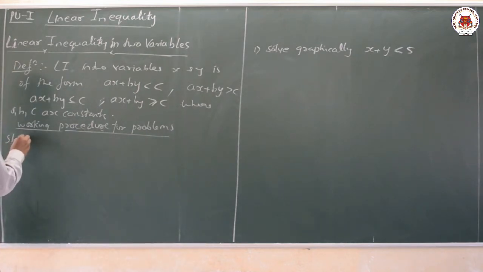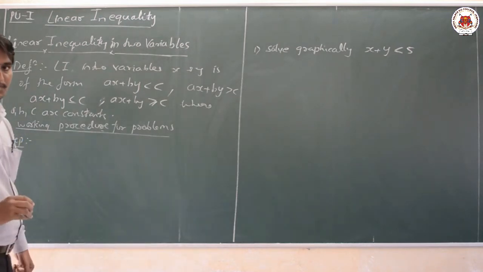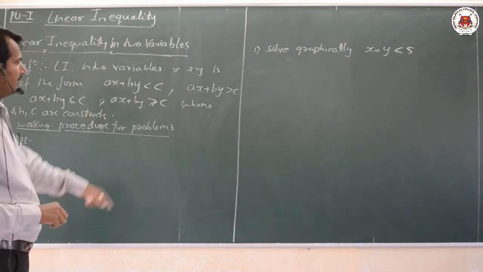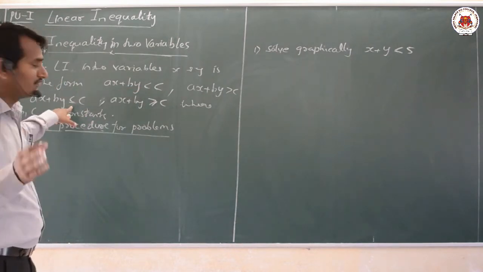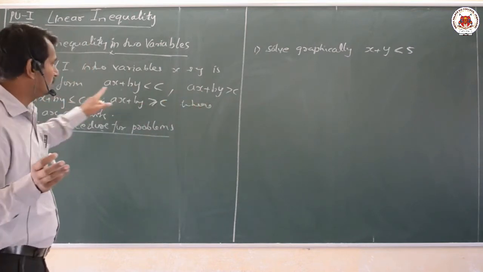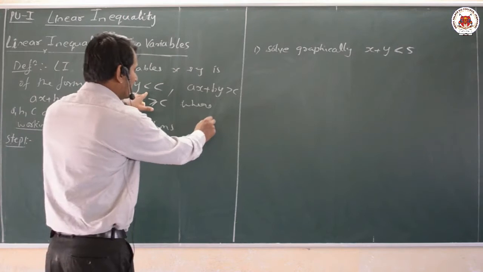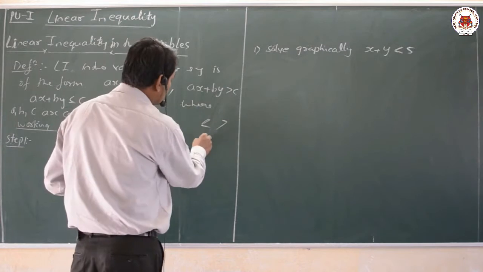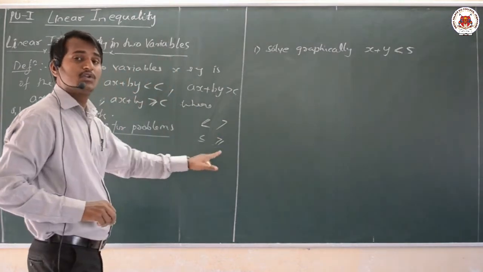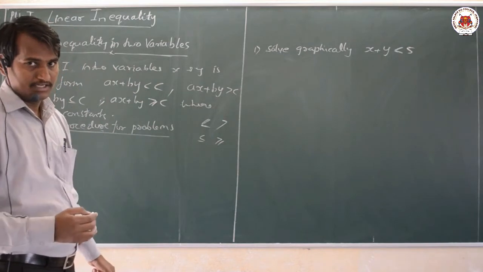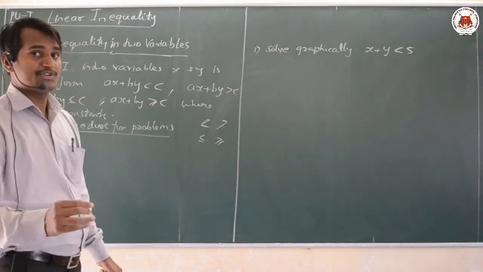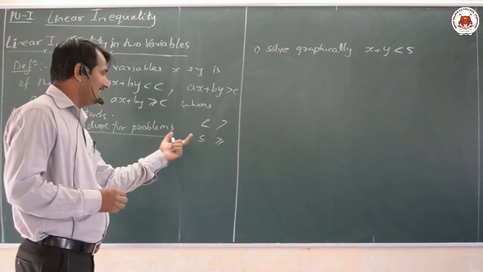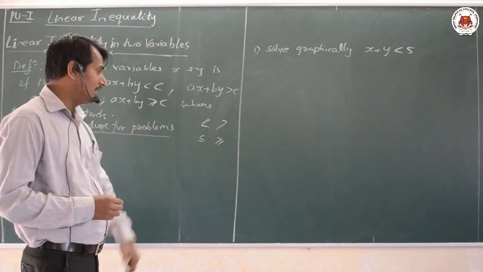That is step 1. In this step, dear students, whatever inequalities are given, there are four types of inequalities: less than, greater than, less than or equal to, and greater than or equal to. Less than and greater than are said to be strict inequalities, and less than or equal to and greater than or equal to are said to be slack inequalities, or inequations. An equation always makes use of the equal to sign, whereas these are inequations, also known as inequalities.